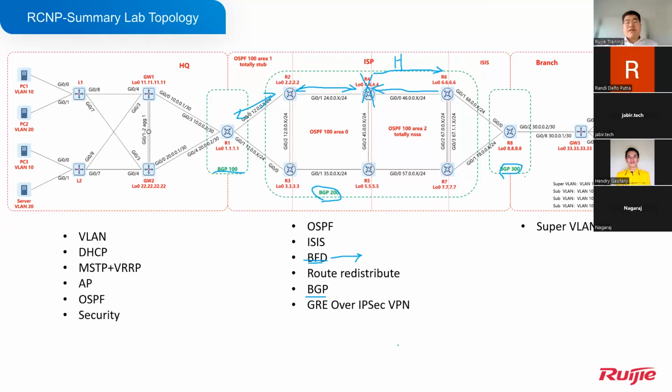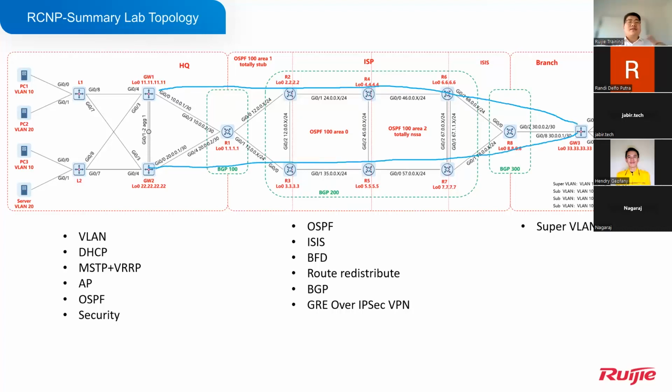Next is GRE over IPsec. In this topology it is established between GW3 and GW1, and GW3 and GW2. Once they establish the GRE over IPsec, through the VPN between them we can think that our HQ and the branch are in the same network, even though we are crossing an ISP.